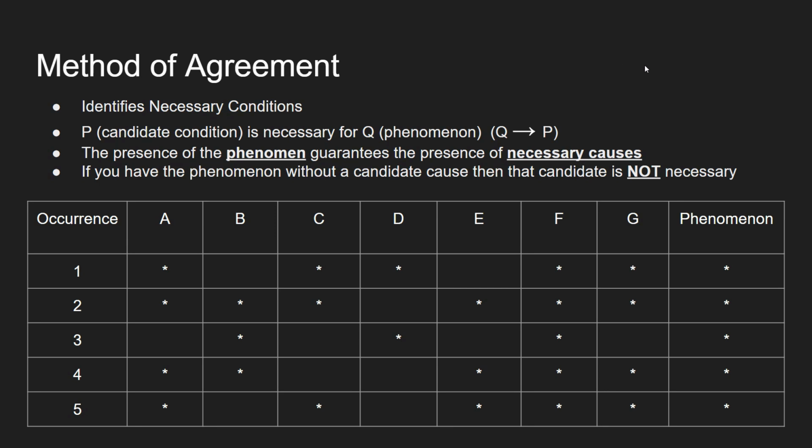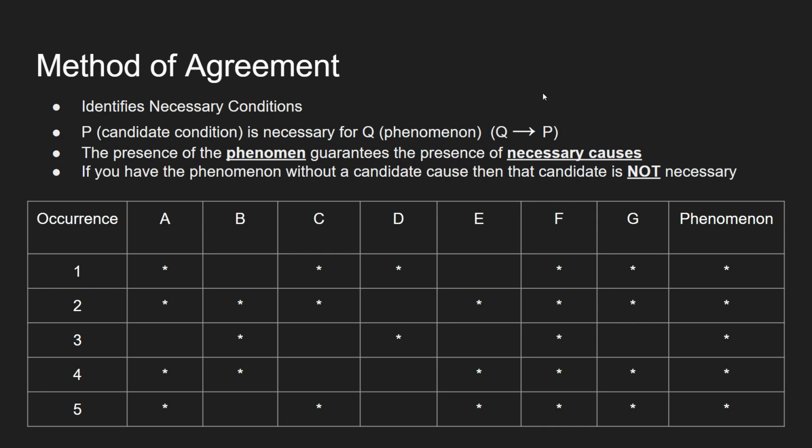We can't say that it's E or B, because this person has the phenomena but they don't have E and they don't have B, so those can't be necessary in that sense. We can't say it's D because this person has the phenomena, and so forth all the way through the table. We can't say it's E or C here. We can't say it's C or D here, and we can't say that it's B or D. However, we could say it's F.